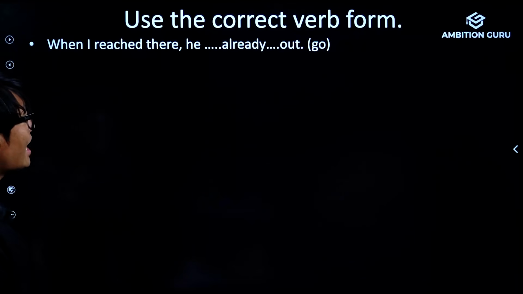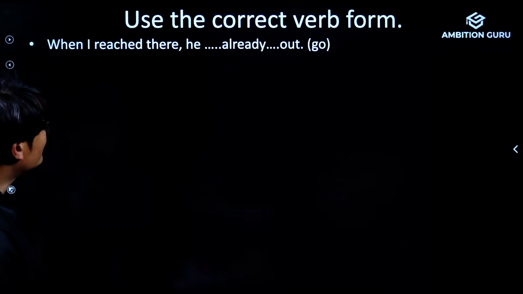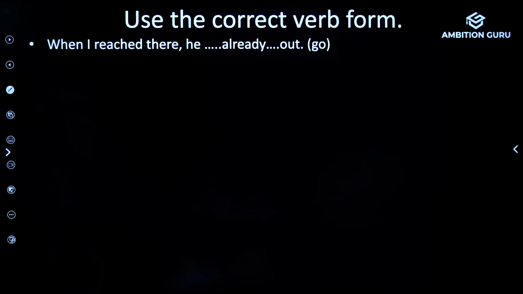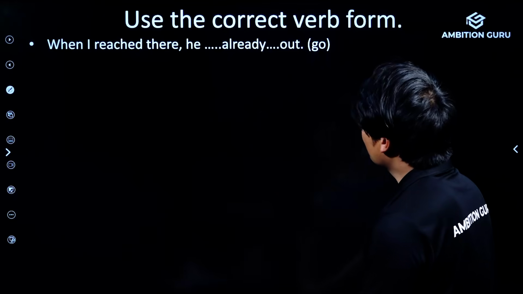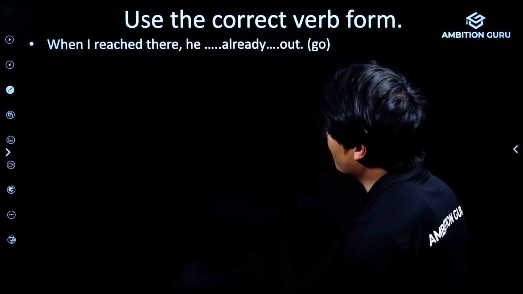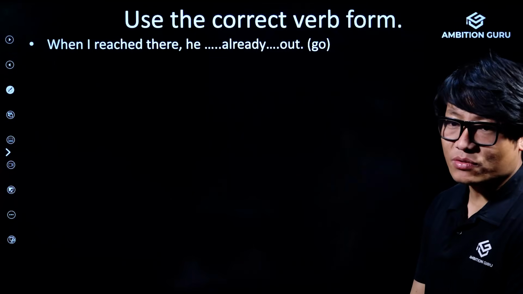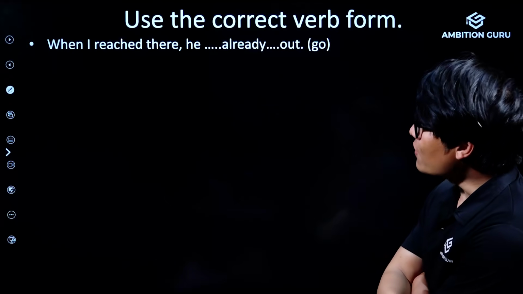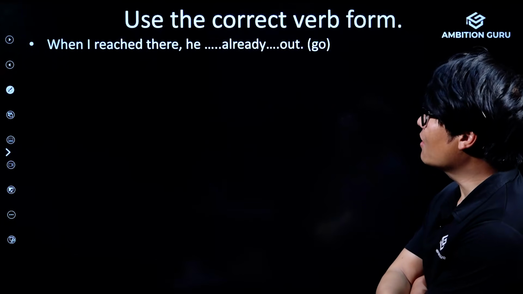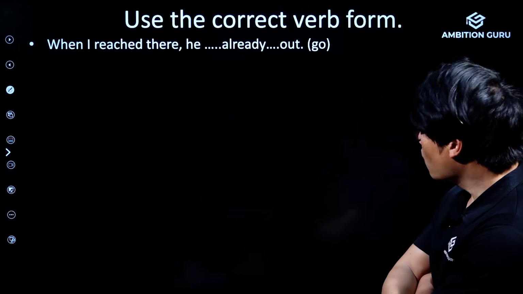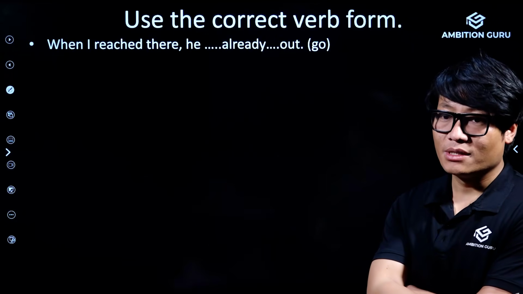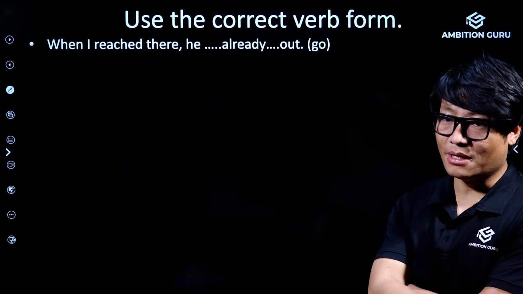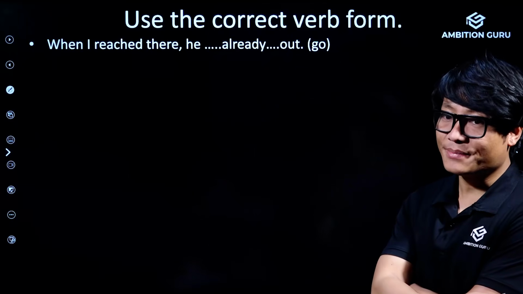So first we have here, what is this? Okay, this is a causative verb. Okay, first is causative verb. I had not thought this. Okay, this is not a causative. This is a user verb. Okay, when I reached there, he already out, and in the bracket you can see the go. So what is the user verb here? Or user tense?